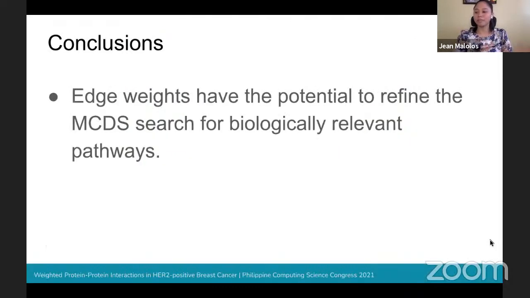In conclusion, having analyzed the weighted and unweighted MCDS generated by the algorithm, we can say that edge weights have the potential to refine the MCDS search for biologically relevant pathways. As we saw earlier, there's a difference with adding weights in the database.